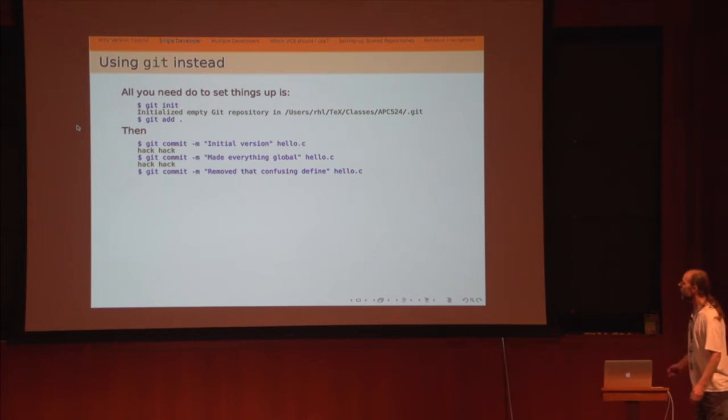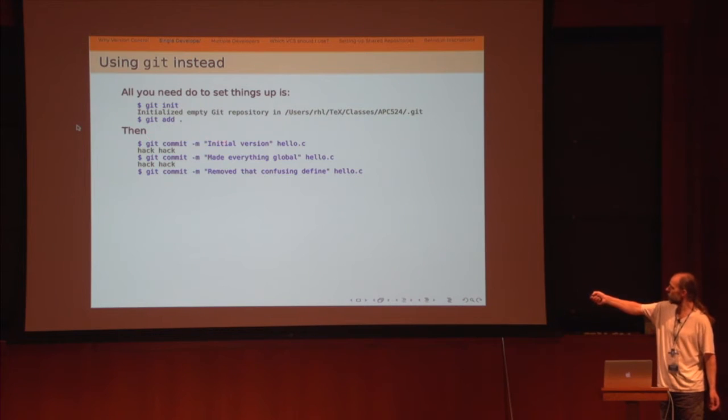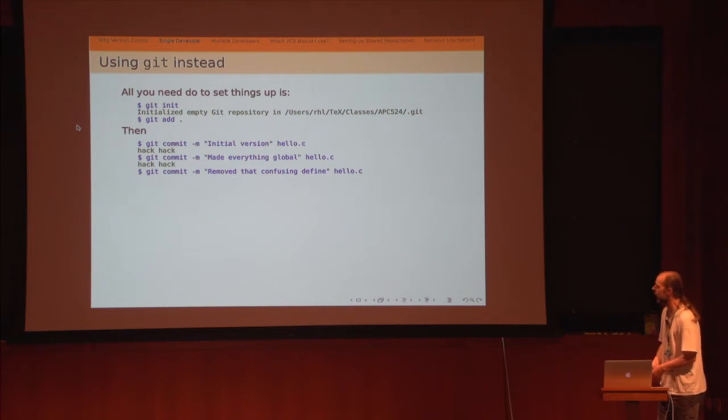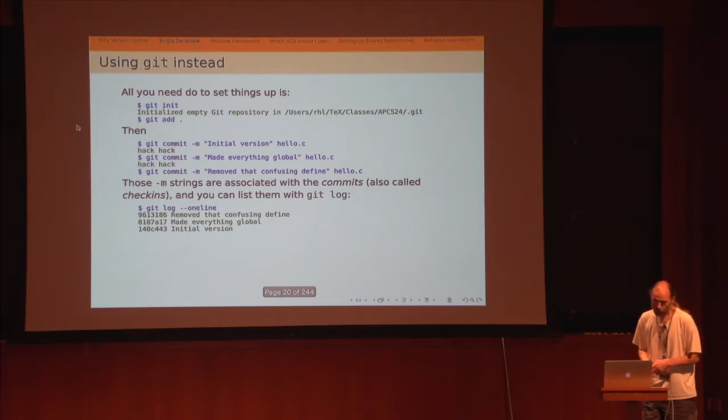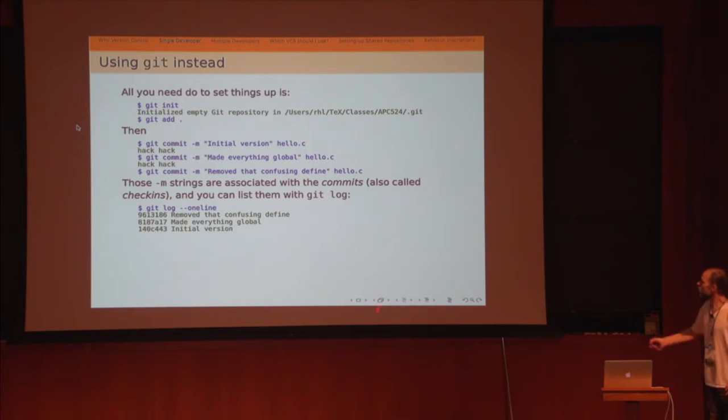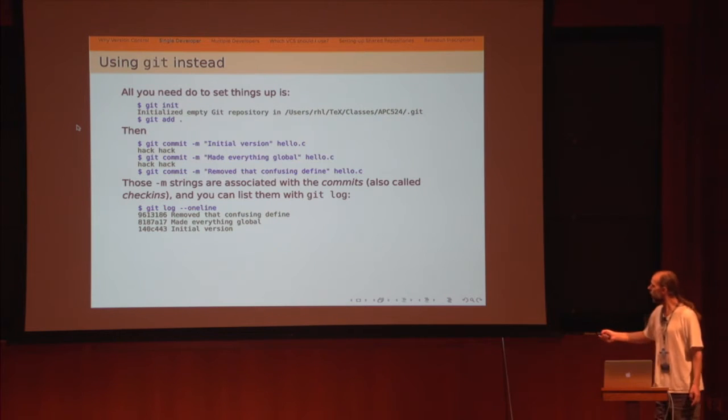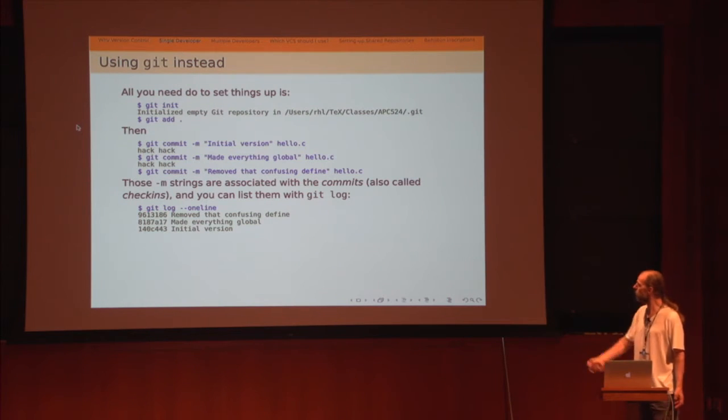And then we can have another hack session. We can say git commit -m "initial version". Hack, hack, hack, hack, hack, hack, hack. And we keep on going. Great. So, first of all, those -m strings are associated with the commits. That's useful. And I can list them with the command git log.